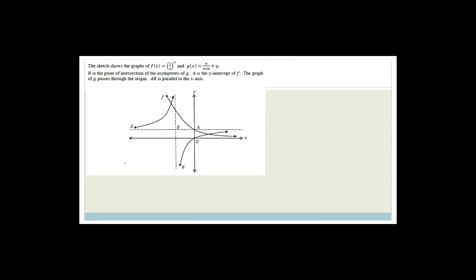Okay, good. Next question. It says, the sketch shows the graphs of f of x equals a half to the power of x, and g of x equals a over x plus p, plus q. So do you see that we've got two different graphs here? We've got an exponential graph, and we've got a hyperbola. Here is the exponential graph, and here is our hyperbola.